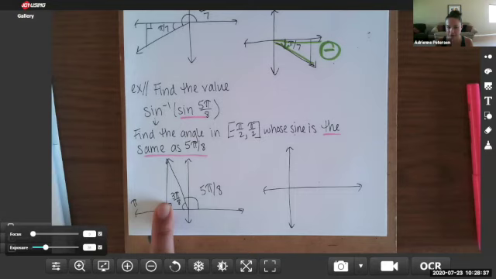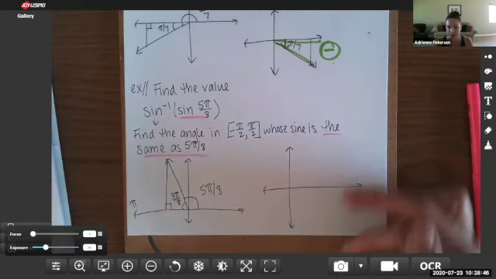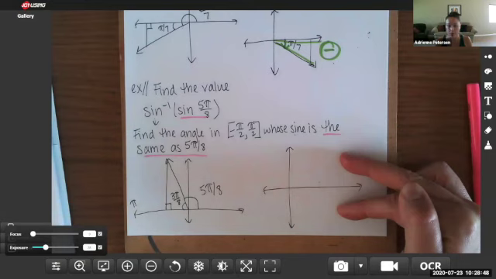Positive, positive, perfect, right? All students take calculus, sine in the second quadrant, positive. Great. Okay, so if sine is positive, what I want to do is put an angle in either quadrant 1 or quadrant 4 where sine is also positive. So what quadrant should I draw my angle in? Quadrant 1 or quadrant 4? Quadrant 1, great.